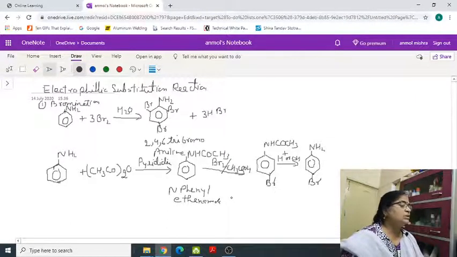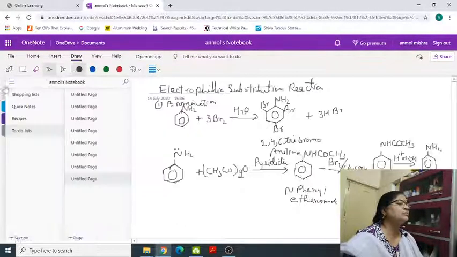So why is it so? Because the lone pair of electrons present on nitrogen is involved in resonance when acetylation is done. Why does the activity of the amino group decrease? Because the lone pair of electrons present on the nitrogen atom is involved in resonance and therefore less available for donation.